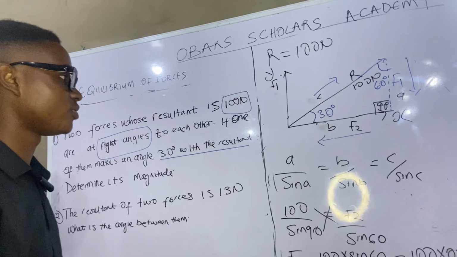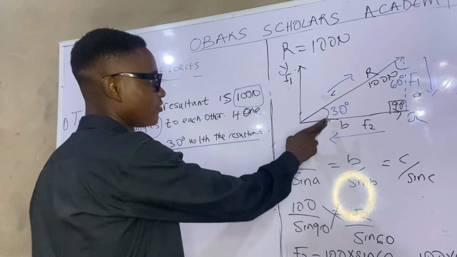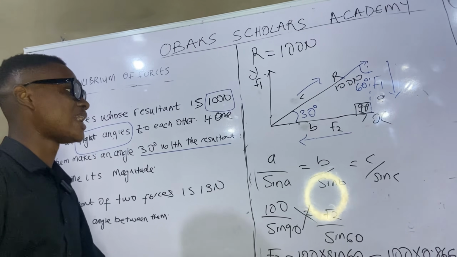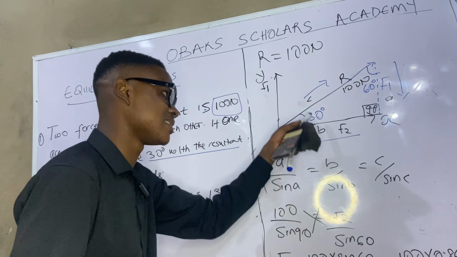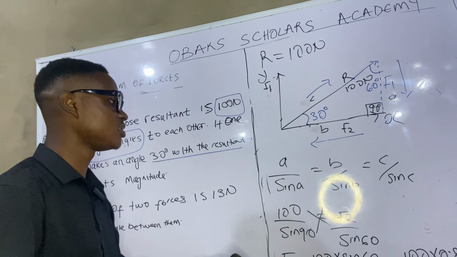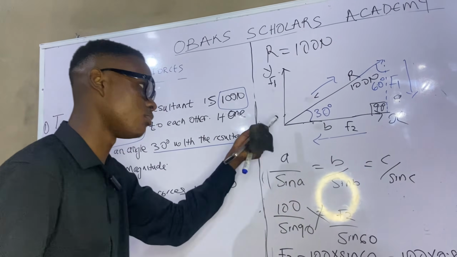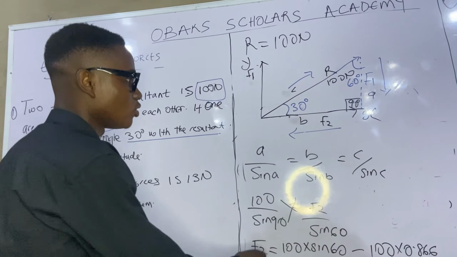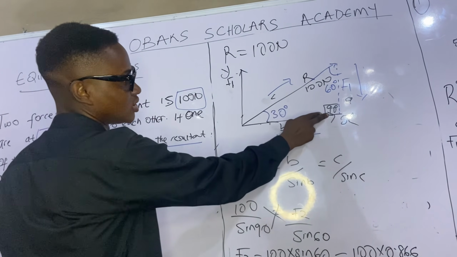But let me just recap some few things. This 30 degree was there before, and we just used the sine rule. The reason why I even labeled here A, B, and C is for your own understanding. I could literally do this without using A, B, and C and just do it normally: 100 divided by the angle opposite it, which is 90.